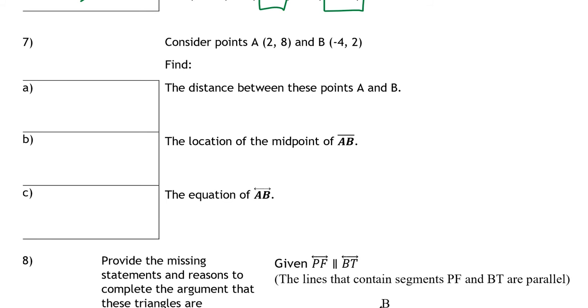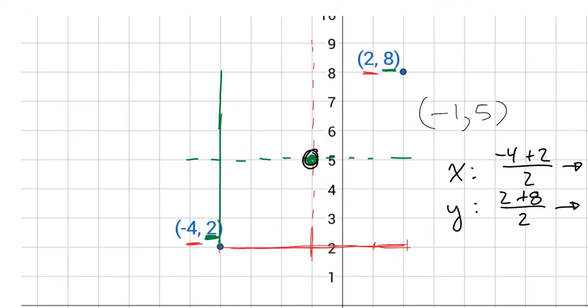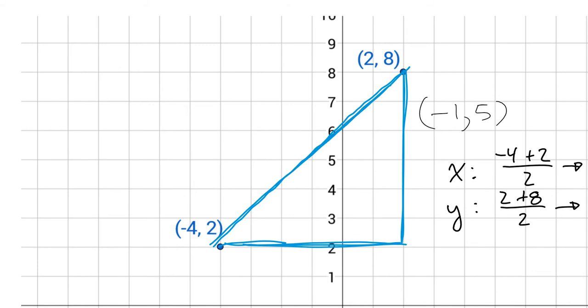Well, actually, that's not the first part. That's part B, (-1, 5). The other question, the first question, part A, is what's the distance between those 2 points? So if I want to figure out the distance between them, let me erase all this stuff. What I'm looking at is a right triangle. I've got a certain change in x, and I've got a certain change in y. And the distance I'm trying to find is from the one point to the other, so I need to find the length of this line.